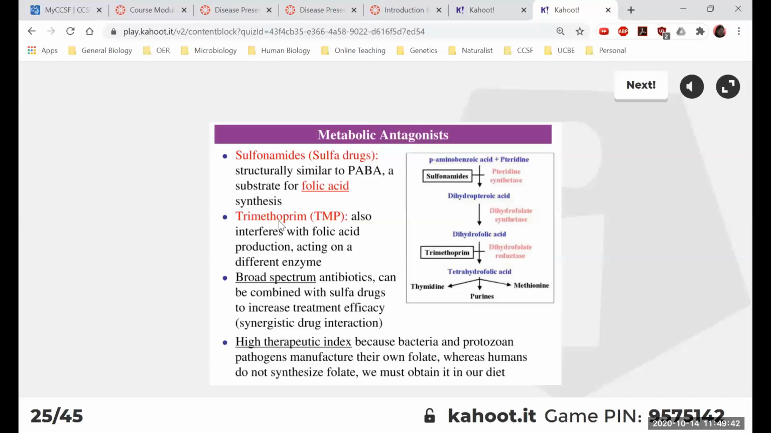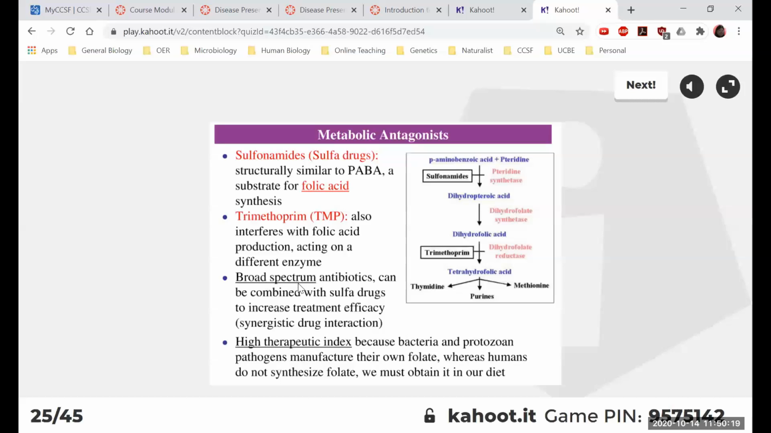The other drug, trimethoprim or TMP, is structurally very similar to dihydrofolic acid. So it can act as a competitive inhibitor for this enzyme, dihydrofolic reductase. When TMP is present, this step of the metabolic pathway is blocked. You end up not producing tetrahydrofolic acid. So both of them are working on the same pathway. They're just working on different steps of the pathway. And both of them are relatively broad spectrum.